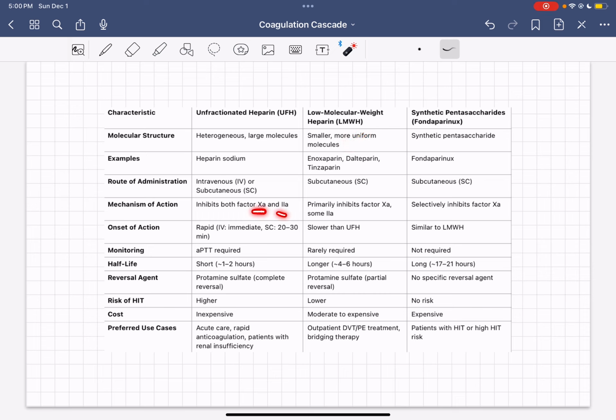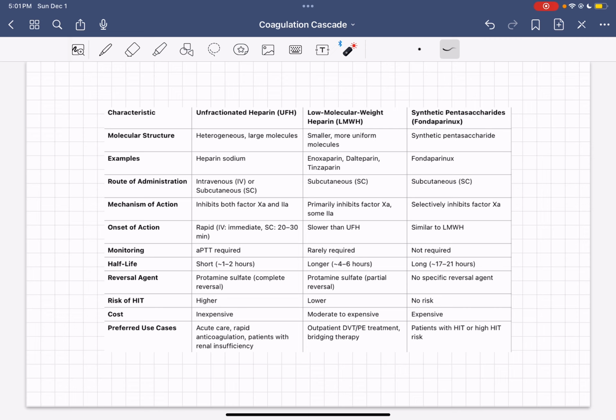And the half-life is very short because the action is very rapid, whereas the half-life is much longer for low molecular weight heparin. Now, the risk for developing heparin-induced thrombocytopenia is higher here, whereas it's lower with LMWH. Now, the reversal agent usually given for heparin is protamine sulfate. When you give protamine sulfate after unfractionated heparin, there is complete reversal, whereas for LMWH there is partial reversal. Okay, these are the differences.